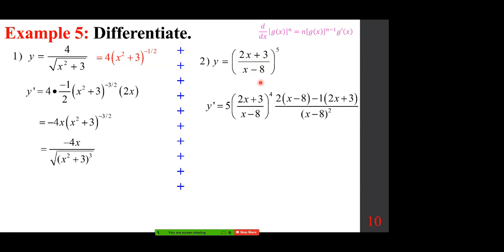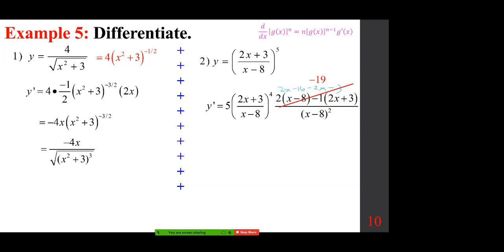One more time. 5 sits in front, the same parentheses is repeated, and the exponent 5 goes down to 4. You use the quotient rule on this. So what happens next? This becomes 2x minus 16 minus 2x minus 3, and it changes to negative 19.